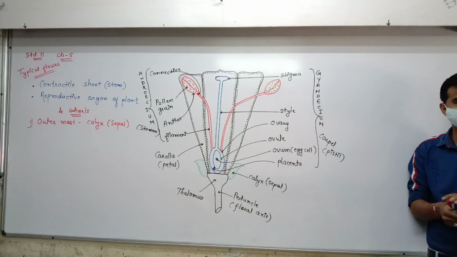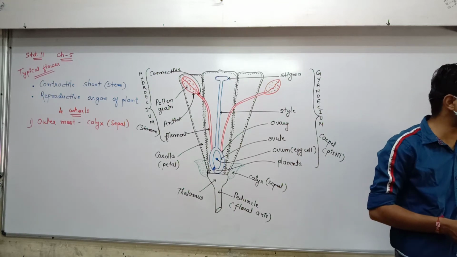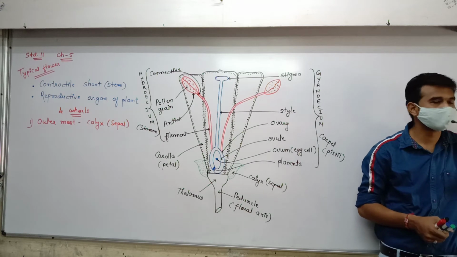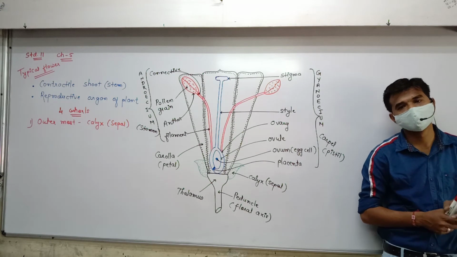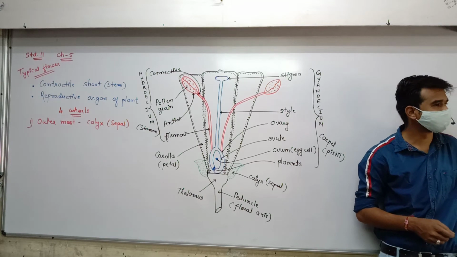no photosynthesis. Photosynthesis cannot occur through this calyx because it has no stomata. Yes, it is greenish in color, but what is the function of calyx? Anyone? What is the function of calyx?